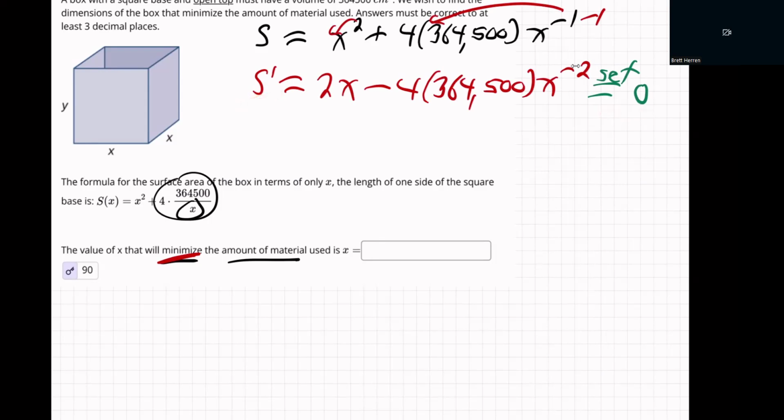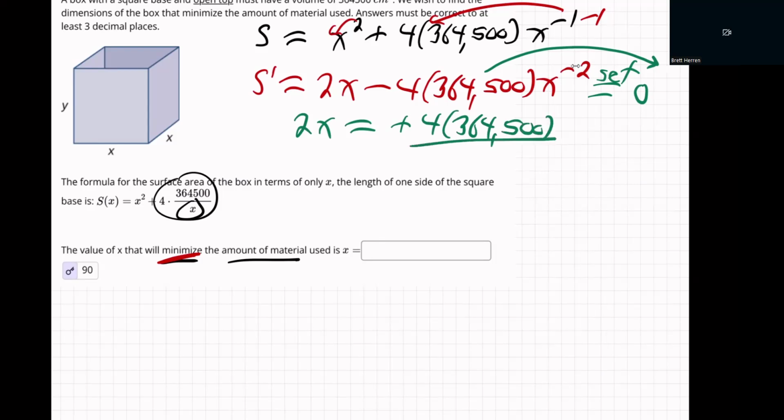Okay, so to solve this, we're going to bump this to the other side. So we get 2x equals positive 4 times 364,500, and I'm going to make that over x to the positive 2. Negative powers jump to the bottom, and positive, right? So now we're trying to solve for x.